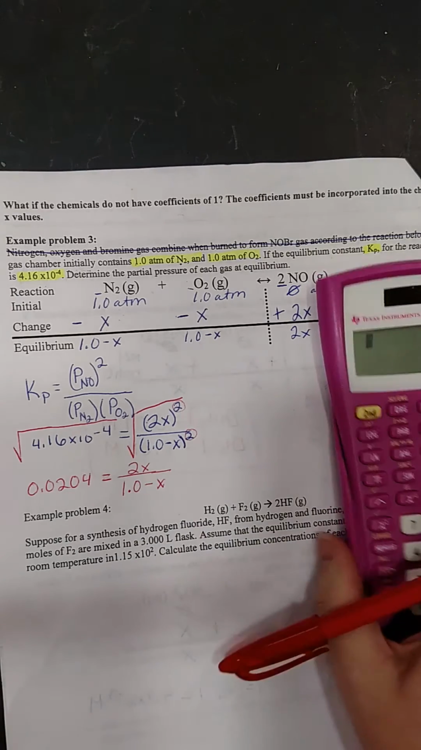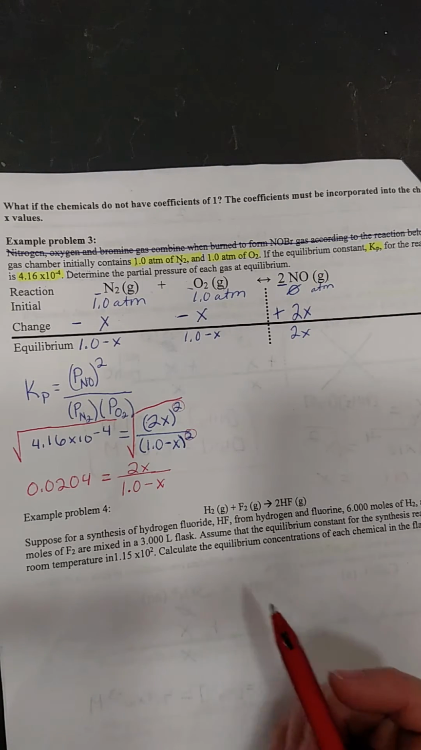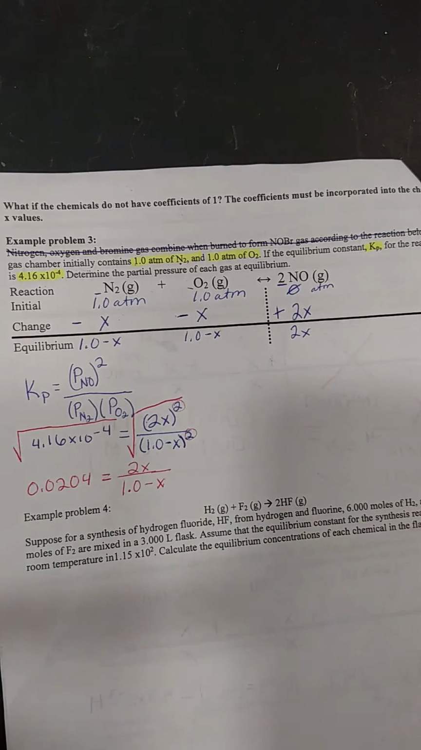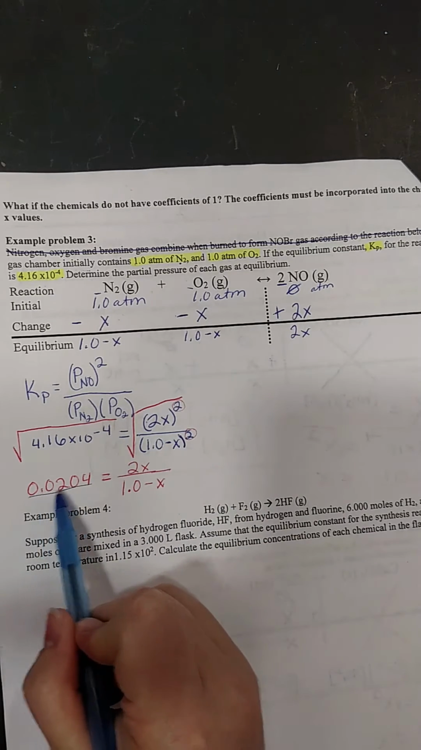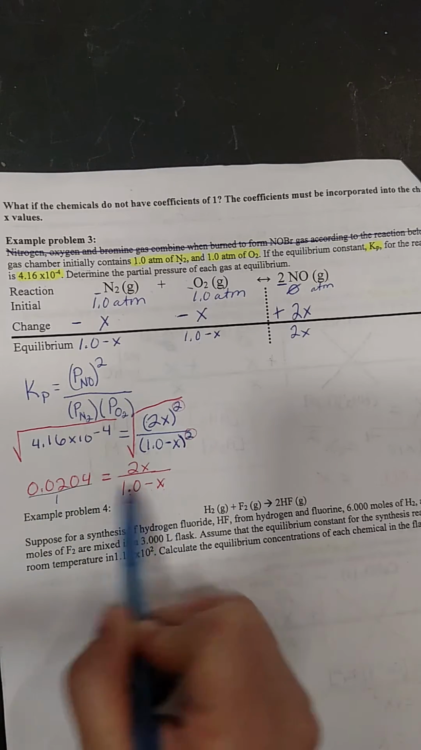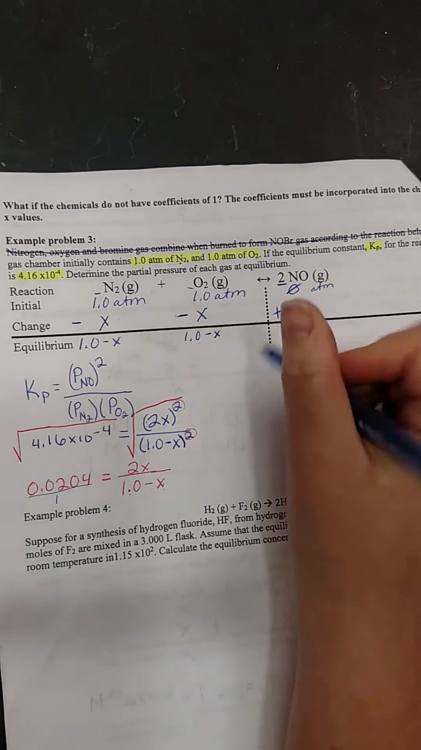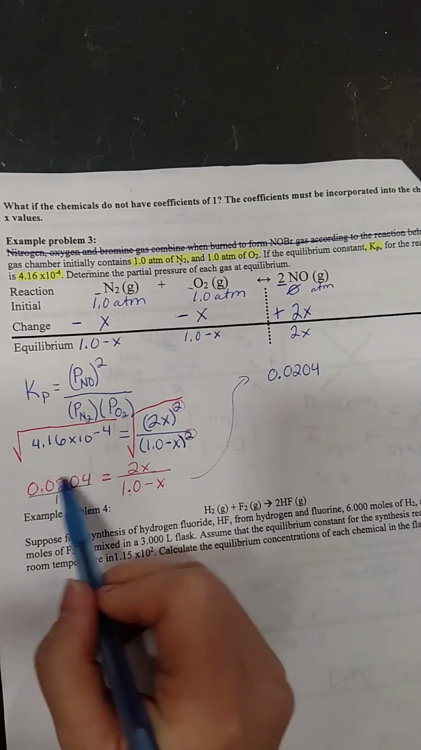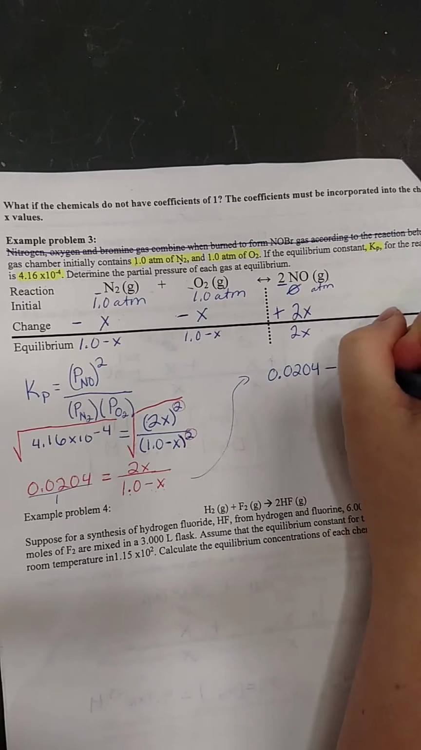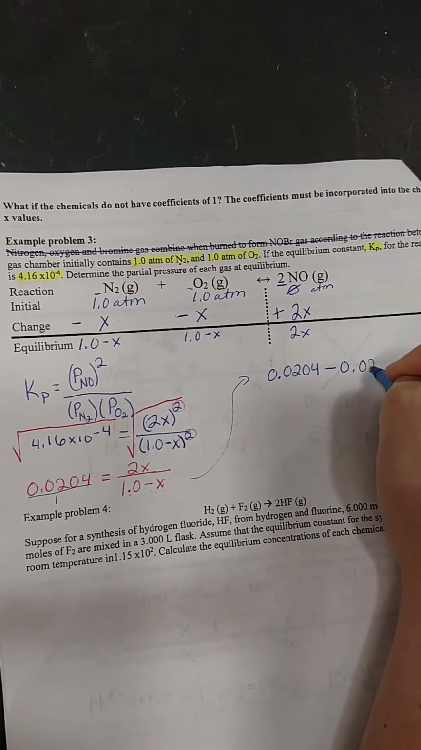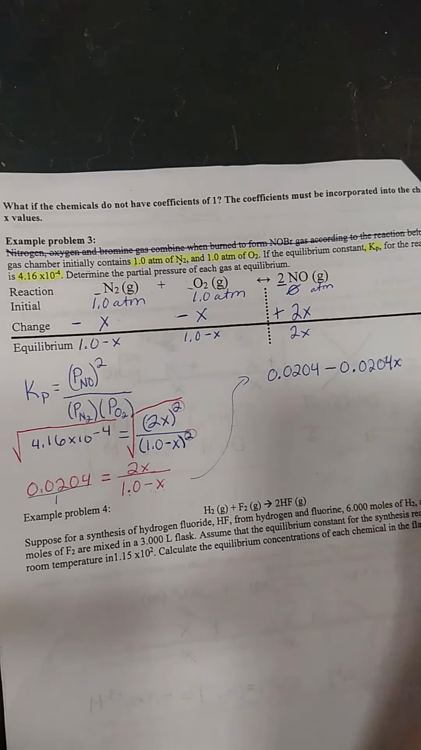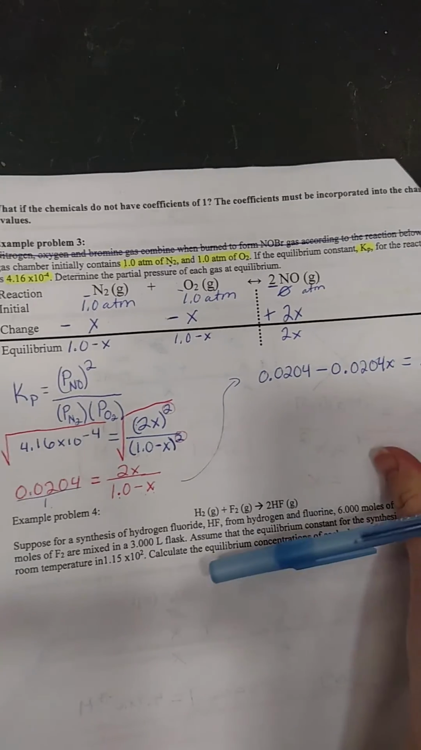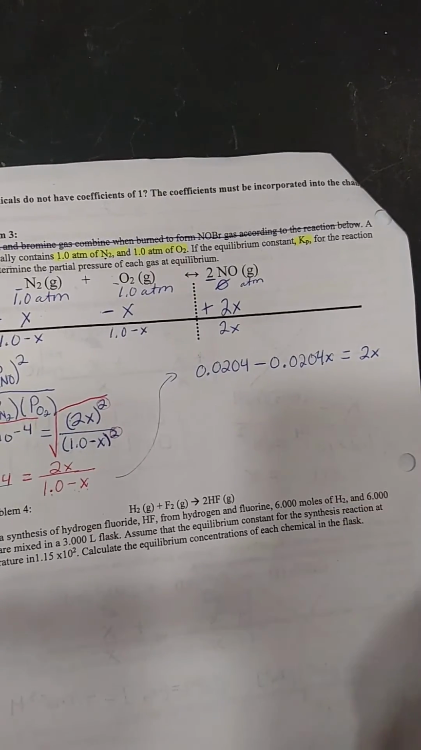So we have this kind of awkward algebra problem. A lot of people remember, and it helps them out, when they put both sides into a fraction, and then we're going to basically cross multiply. So we get the 0.0204 times 1 minus x. The 0.0204 times 1 is 0.0204, and then that same number times the negative x gives us negative 0.0204x. And the 2x times 1 is equal to 2x. Okay, so we've got that part.